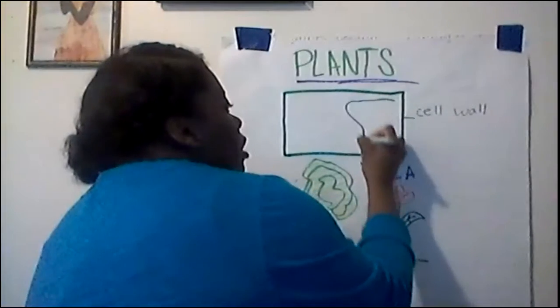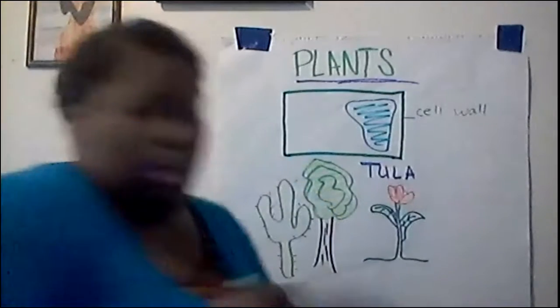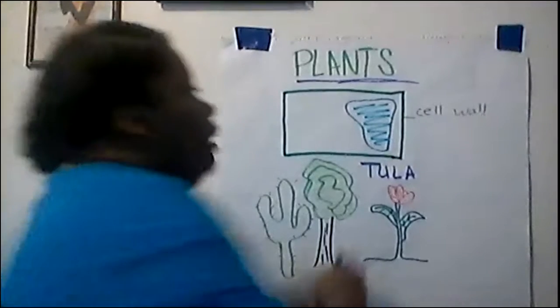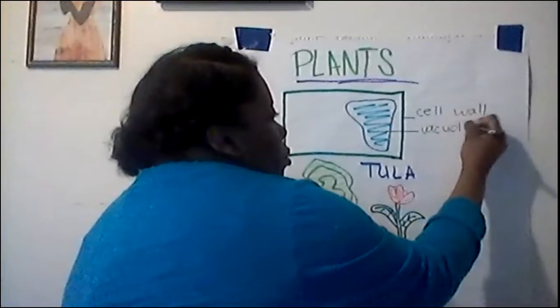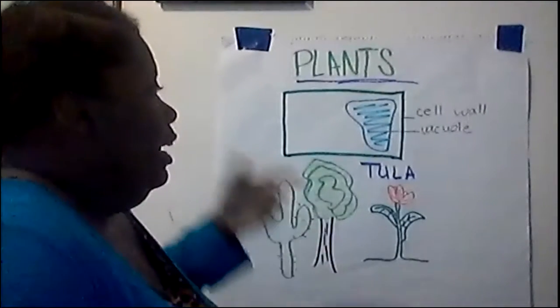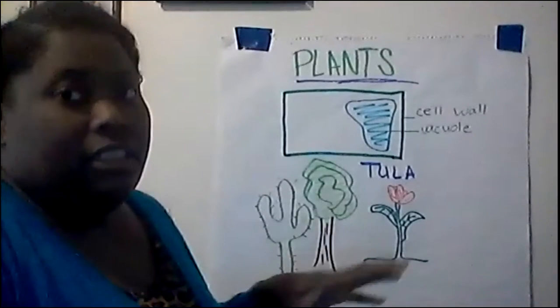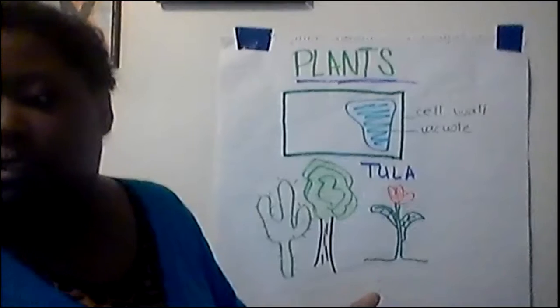Where does the water go? Well, the water goes into what I'm calling the vacuole. So the vacuole is this large organelle here. Tula loves her vacuole because she stores water and she also stores waste until Tula is ready for the water and the waste to come out of the cell.